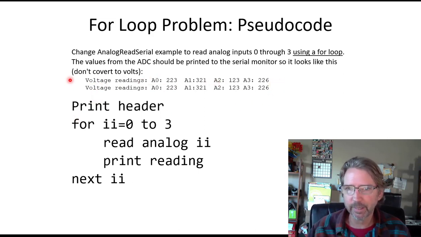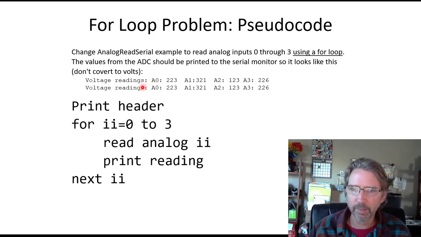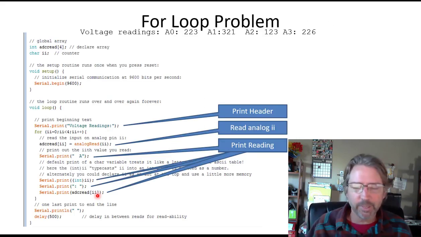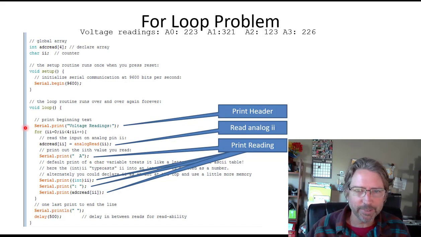So if we think about this, we have to print the header, which is the beginning part, "voltage readings: ". Then we have to print an A, then we have to print which one we're reading, then the actual reading, and then we do that again. So parts of this are going to be inside the loop, and parts of this are going to be at the beginning, and then at the very end of the loop, we have to send the line back with a carriage return or a println statement. So let's look at this code, and you can pause and rewind if you need to, because it's a little bit to get through here.